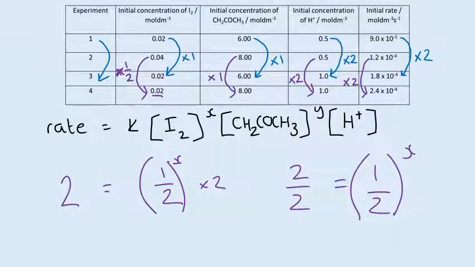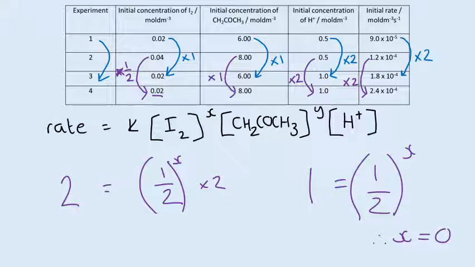divided by 2 is 1. So we now know that x is 0. We're basically now saying that the concentration of I2 has no effect on the rate whatsoever. We know that x has to be equal to 0, 1 or 2.